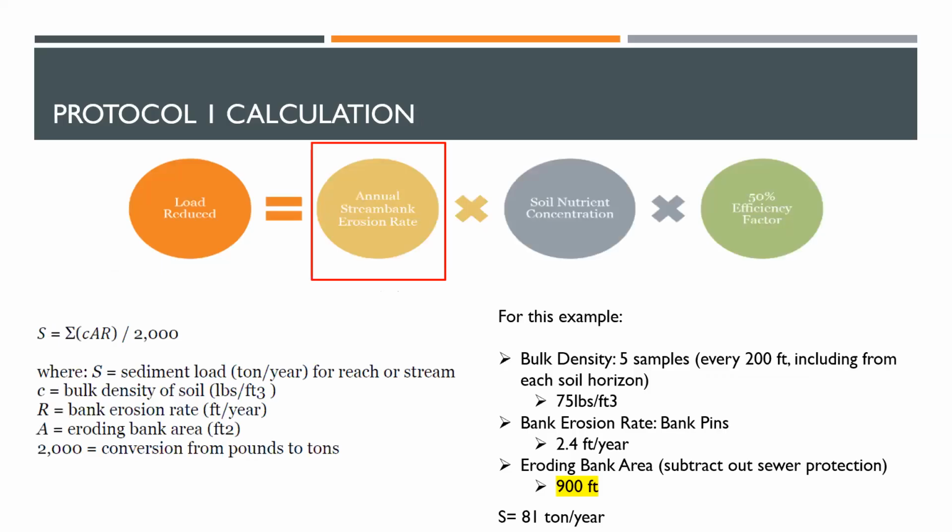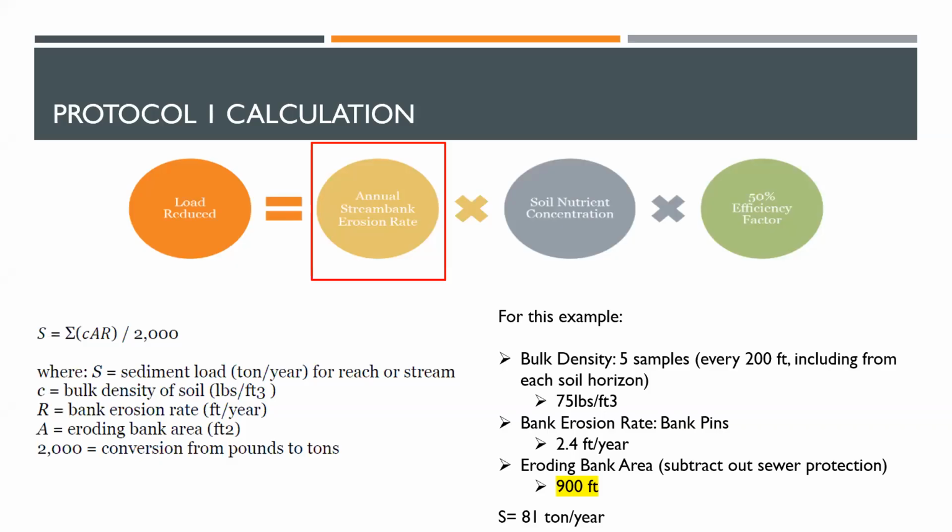So starting with the erosion rate calculations, there's an equation where you use the bulk density of the soil, your bank erosion rate, and your eroding bank area to come up with your total sediment load. In this example, because we have to do the bulk density measurements on the site, you collect 5 samples along the reach, about every 200 feet, including samples from each soil horizon. These are the recommendations.